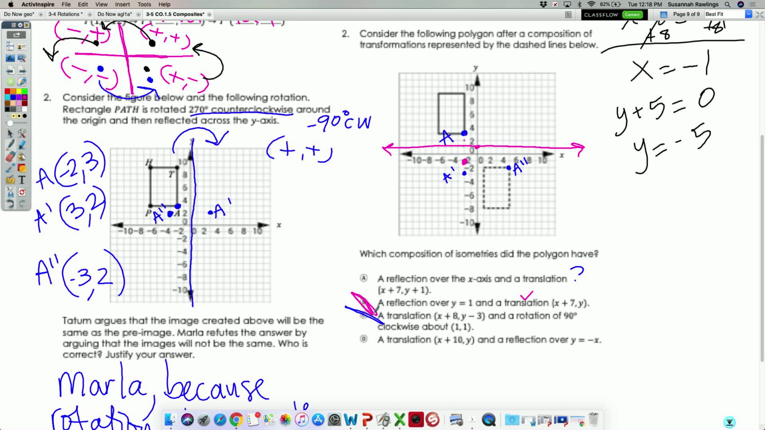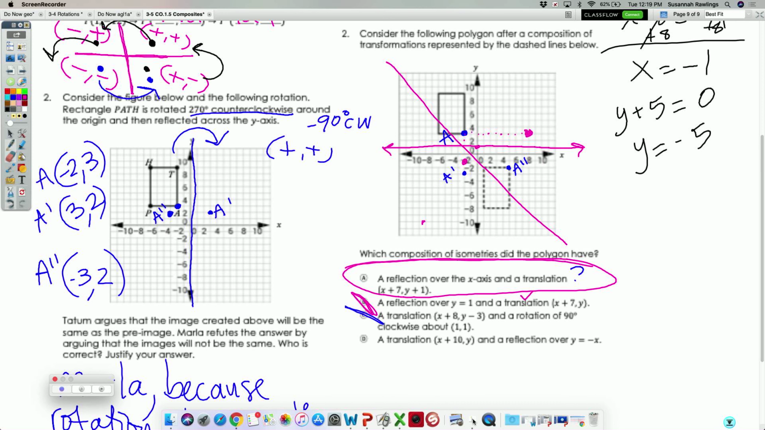Let's hope that the last one's wrong as well. What does that translation tell me to do? Move over 10, and then we're going to reflect across there. So translating to the right 10, 1, 2, 3, 4, 5, 6, 7, 8, 9, 10. If I reflect that across my diagonal negative line, where's it going to go? Right now it's in the positive, positive. Where's it going to go? Negative, negative. Is that correct? No. So my correct answer was A. But you always want to double check. Okay, that is our notes for today.